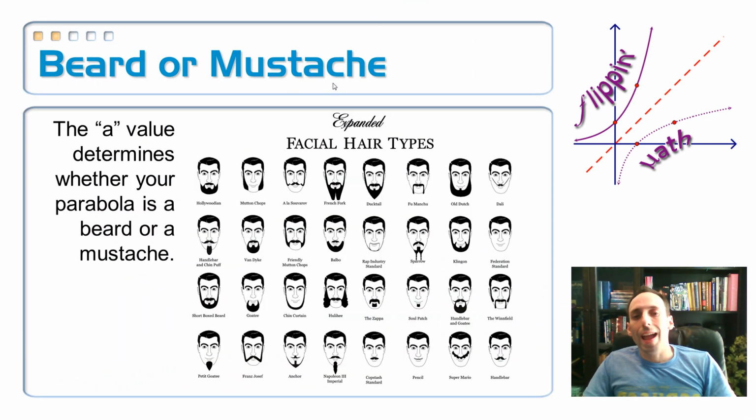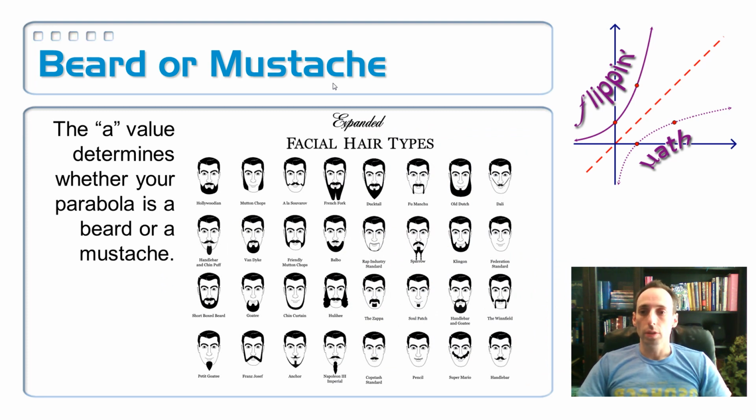So, the A value, as we just saw, determines whether your parabola is a beard or a mustache. So take a look at this picture here. I want you to see if you can find an A value that would be positive and an A value that would be negative, and the shape of the facial hair being, well, roughly quadratic. Go ahead and pause and take a look. See if you can find one.